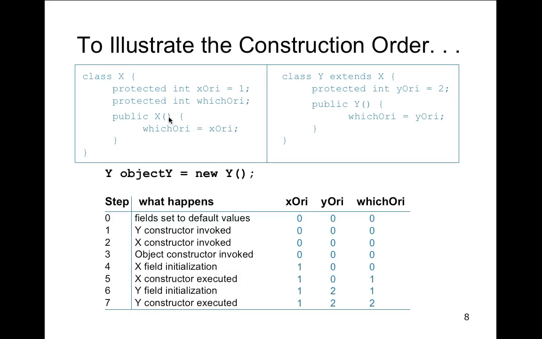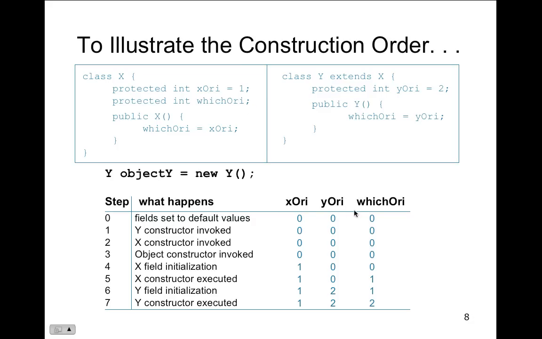I think I have an example. Here it is. So let's see. To illustrate the constructor order, we have class X and we have class Y that extends X. And you're lucky, you don't actually have to simulate this. We have an integer, X order equals 1, Y order is equal to 2. We have a constructor here that sets which order to be equal to Y order. Which order is over here? It's a variable in class X. And you can follow the logic along here. This constructor is going to set the X order to equal which order. So we have the base and we have the inherited extended class both setting the value of which order.